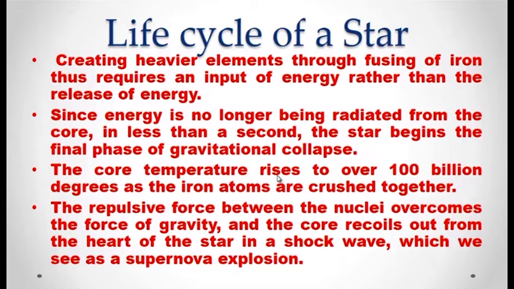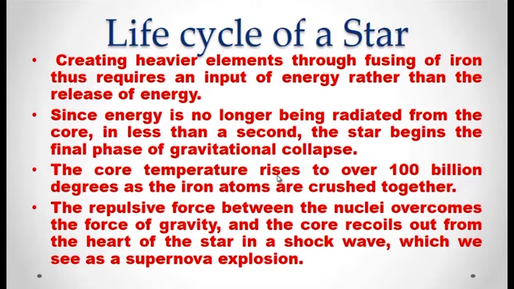Creating heavier elements through fusion of iron thus requires an input of energy rather than the release of energy. So, no release of energy takes place in the life cycle of a star whose mass is greater than 5 times the mass of the Sun. Since energy is no longer being radiated from the core, in less than a second the star begins the final phase of gravitational collapse. The core temperature rises to over 100 billion degrees as the iron atoms are crushed together.